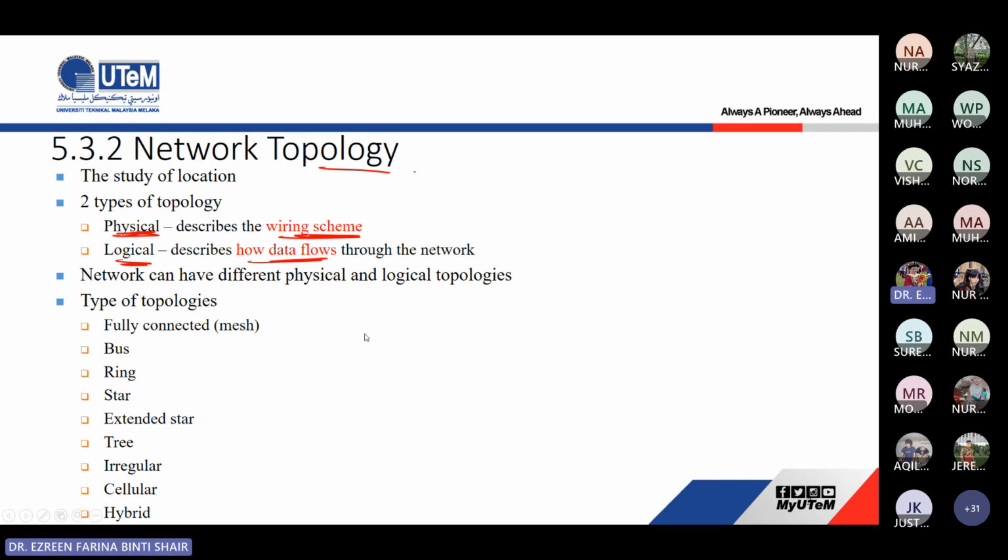These are the types of topologies: mesh topology, bus topology, ring topology, star topology, extended star topology, tree topology, irregular topology, cellular topology, and the last one is hybrid topology. For these, you should know the difference and also the connection.